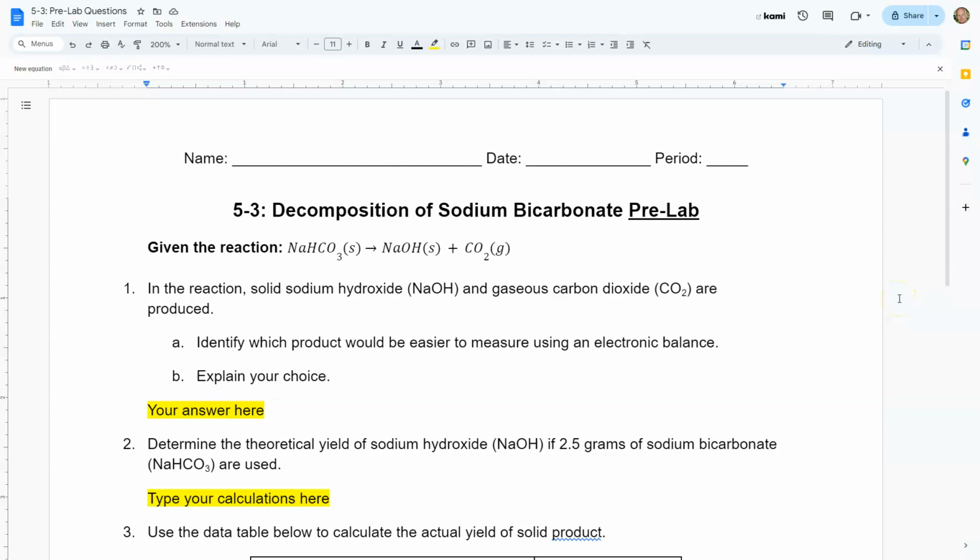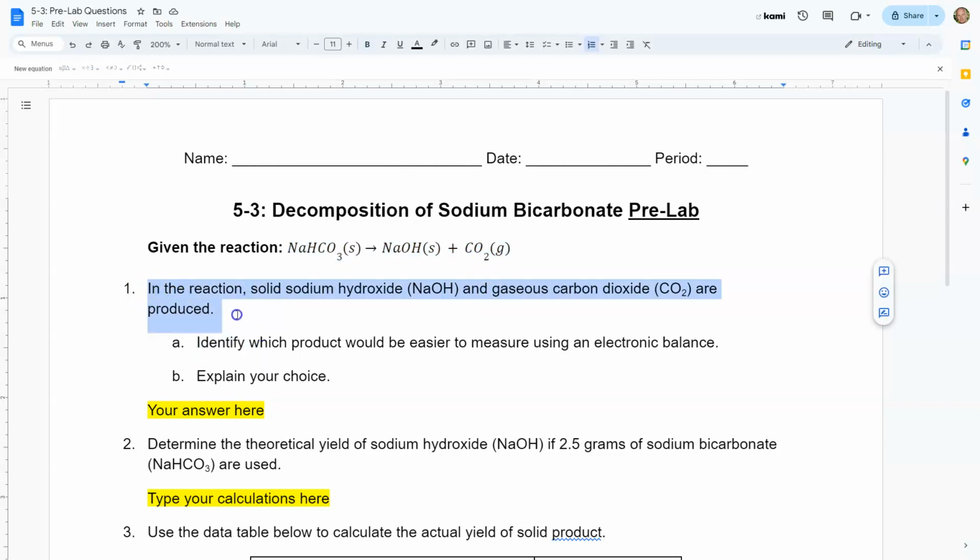In this video, we're going to go through the pre-lab for the percent yield lab. All right, so we've got this equation up at the top. So NaHCO3, which is baking soda, decomposes into NaOH, sodium hydroxide, and CO2, carbon dioxide.